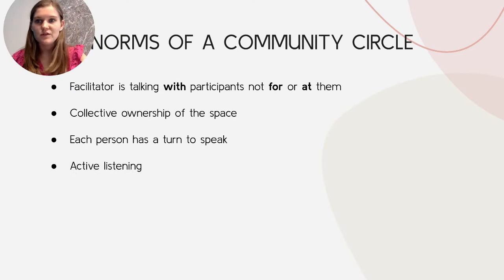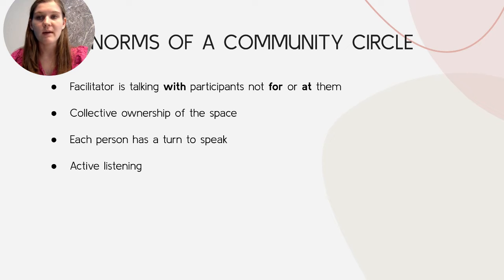The norms of a community circle are really important as well. Some of the norms of a community circle should be that the facilitator is talking with participants, not for or at them. In addition, creating a collective ownership of the space is very important. This can be achieved through a variety of methods.